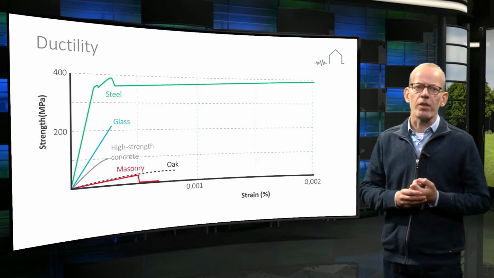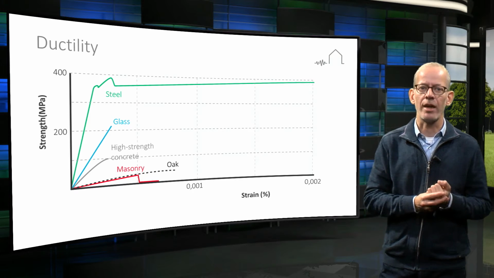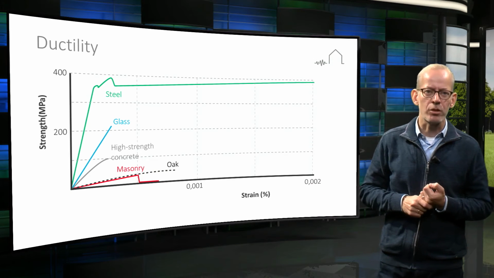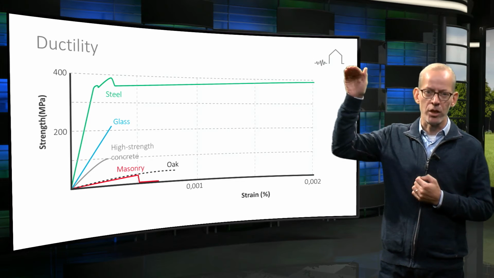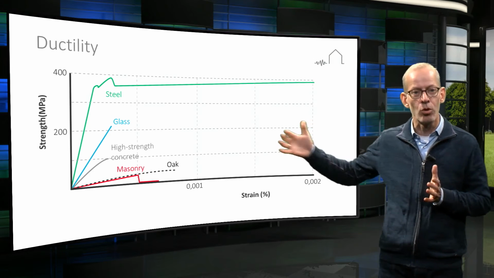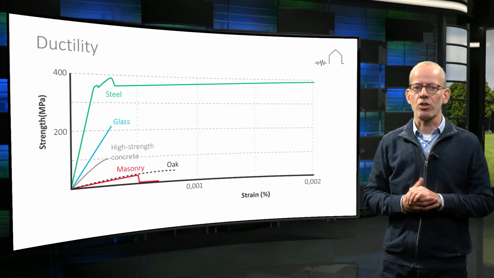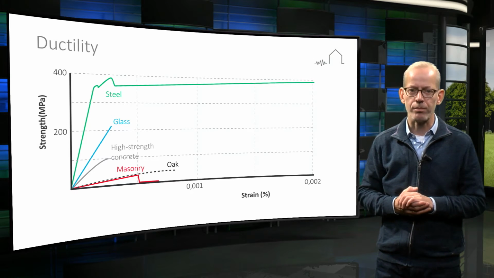In the graph here, you can see the stress level that various building materials can take in megapascal on the vertical axis. The steeper the lines, the stiffer the materials. The higher the line reaches, the stronger the materials, the more to the right the line reaches, the more deformation is achievable. We call this deformation strain.